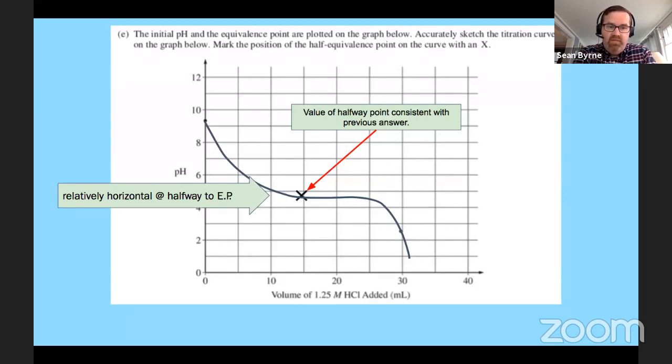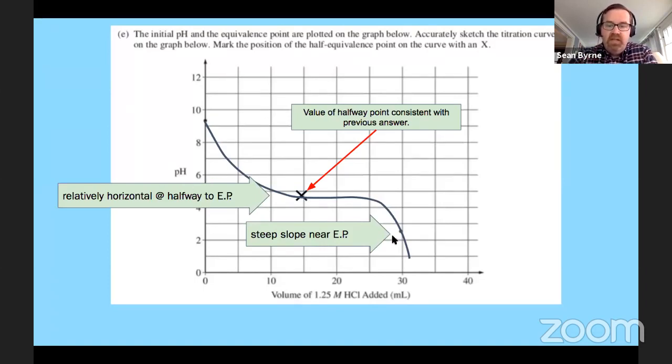We want to make sure that we have a relatively horizontal line at the halfway point to the equivalence point, okay? And that's because we're in that buffer zone. I think one of the students mentioned a buffer zone. So we have a concentration of both the acid and its conjugate base. And because we have both of them there, there's going to be a relatively flat titration curve, which is indicative of slow change in pH, right? But then once we get close to the equivalence point, the pH is going to change really quickly. And so we want to have a steep slope here.